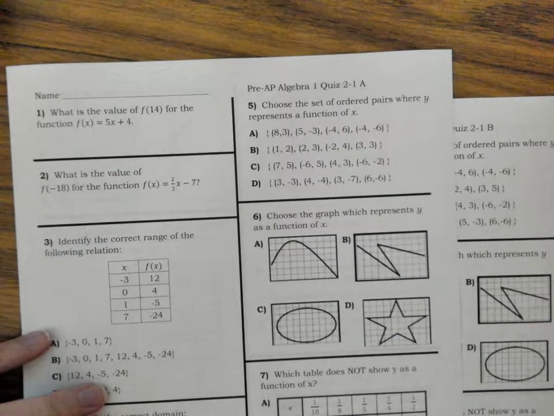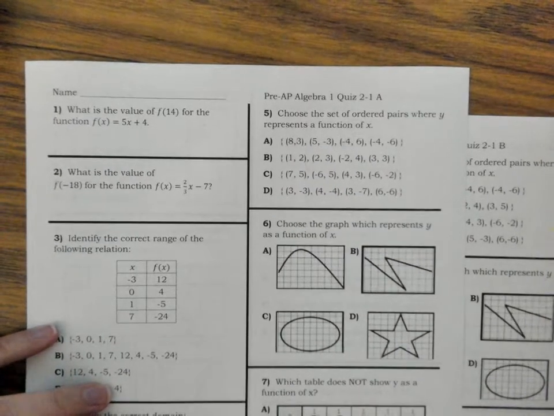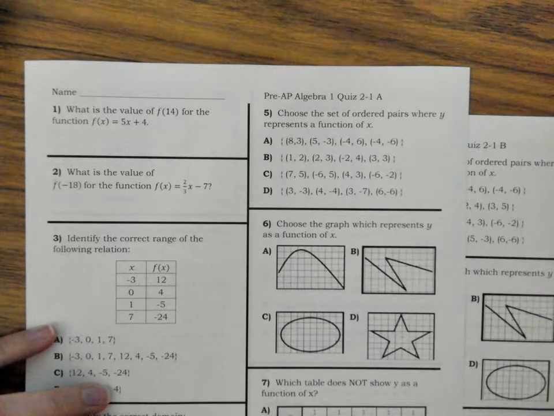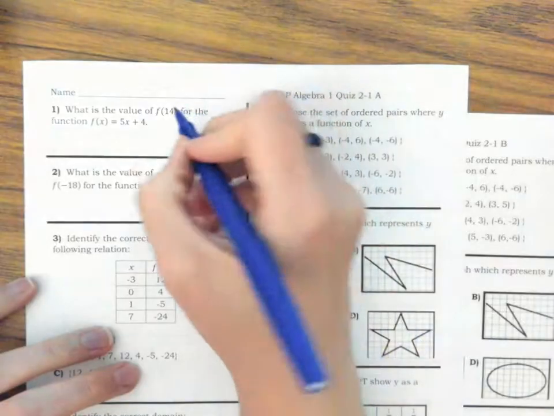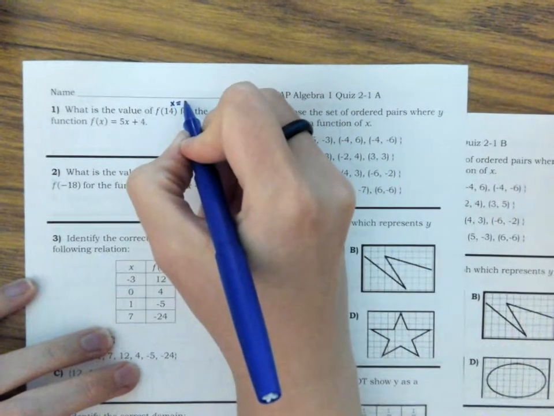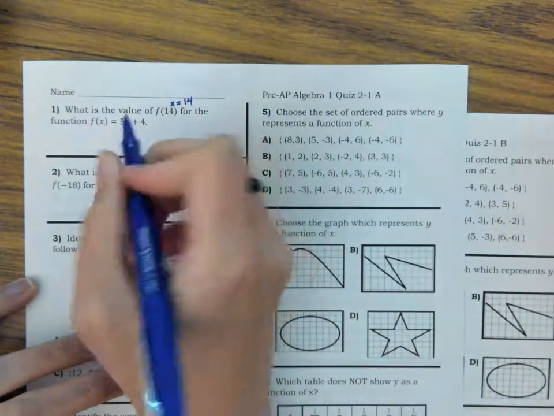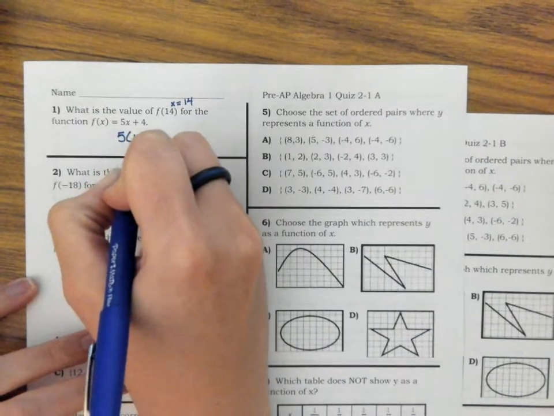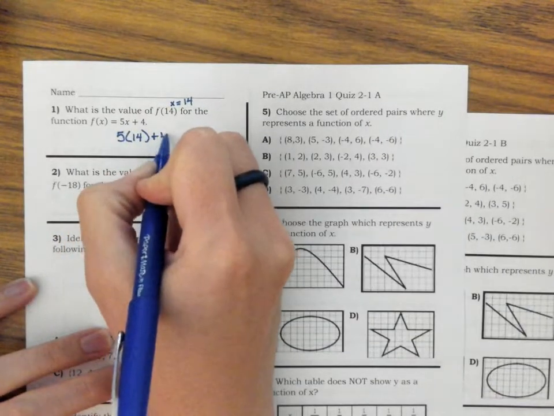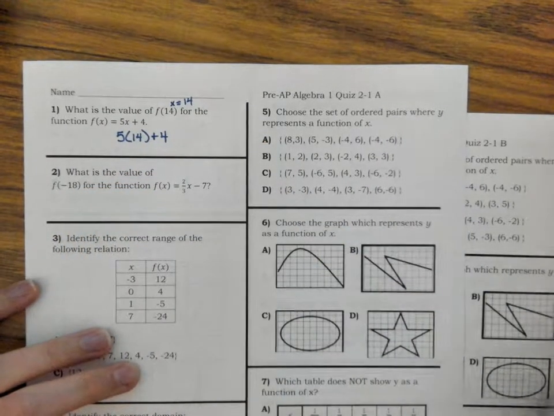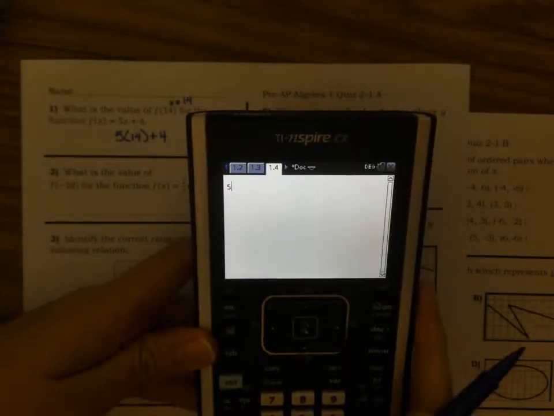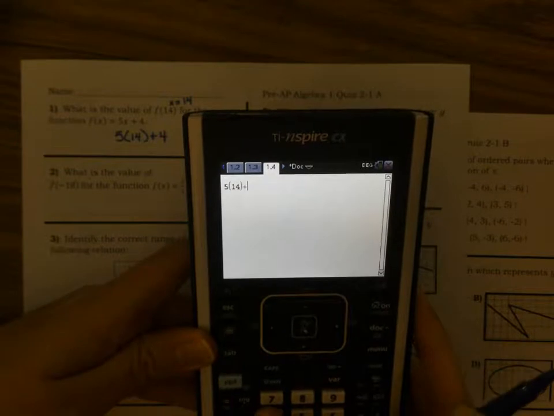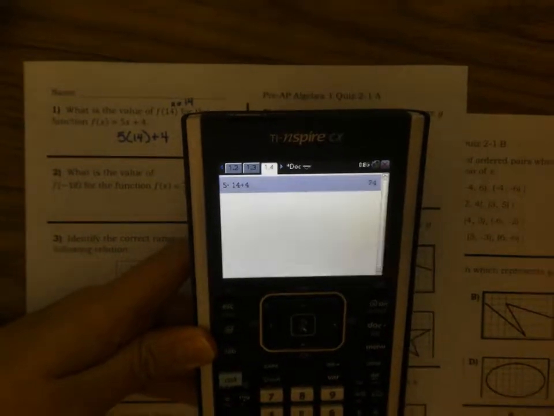So number 1 on version A, it says, what is the value of f of 14 for the function f of x equals 5x plus 4? All you are doing is taking this 14 and plugging it in for x. X equals 14. So 5 times 14 plus 4. You'll just type that in the calculator, 5 times 14 plus 4, and get the answer of 74.